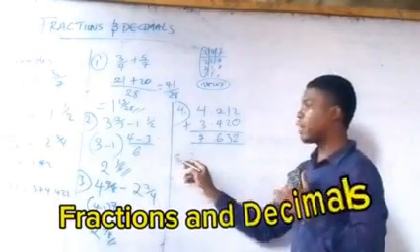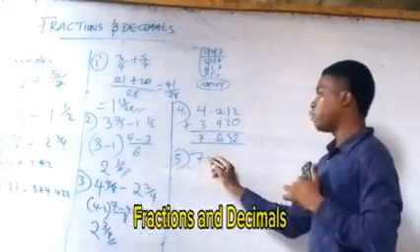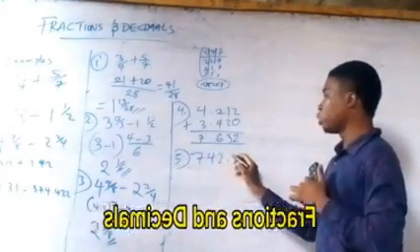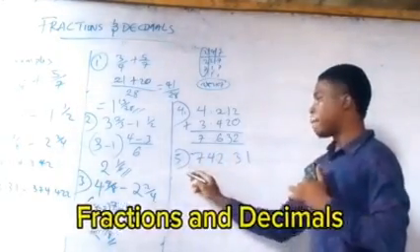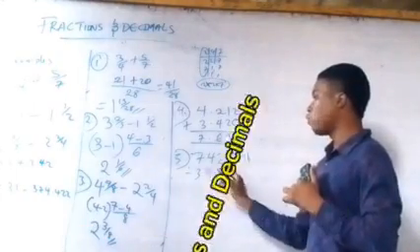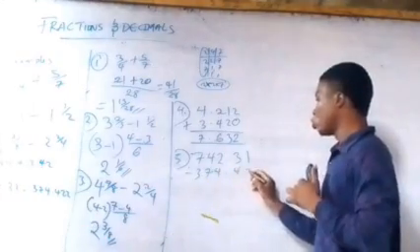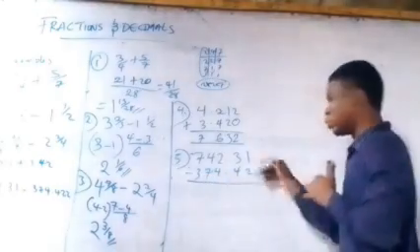Now the number 5, we see 742.31 minus 374.422. This is the way to arrange it.